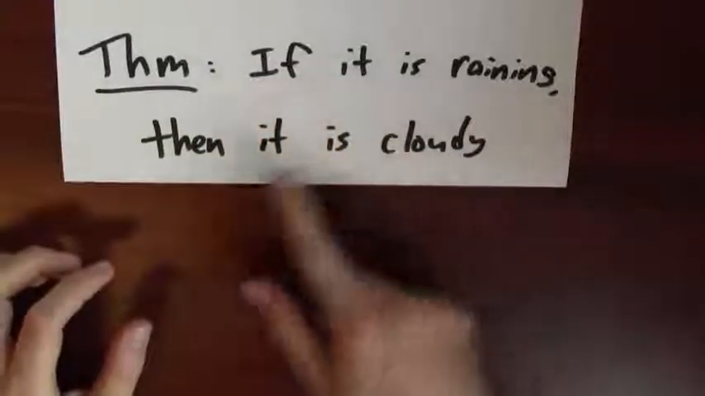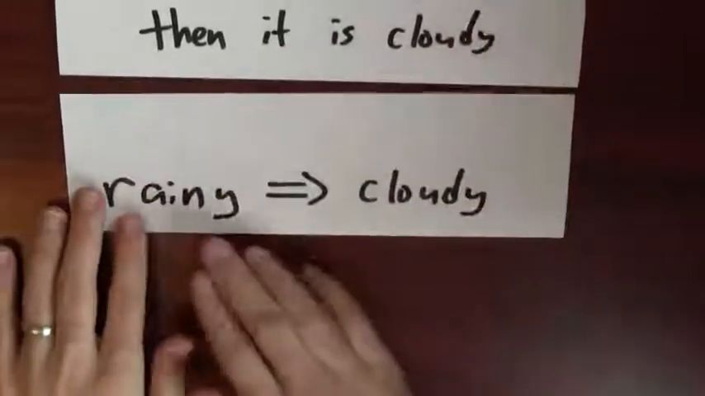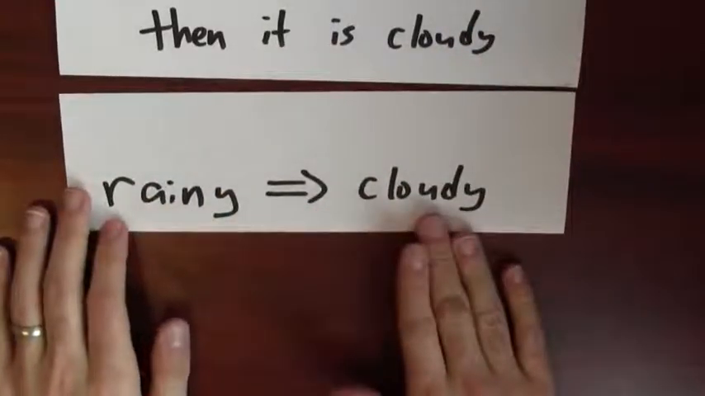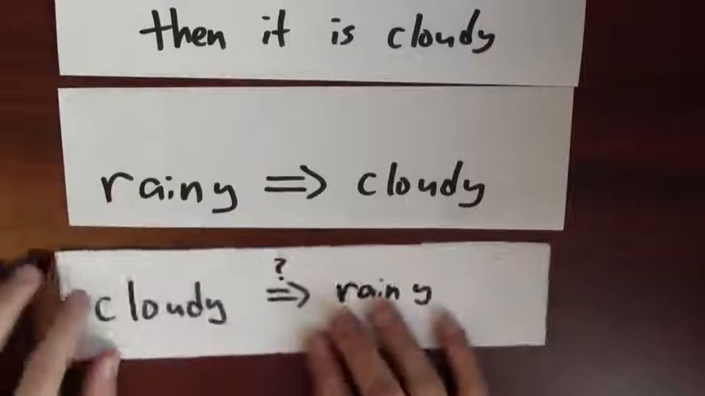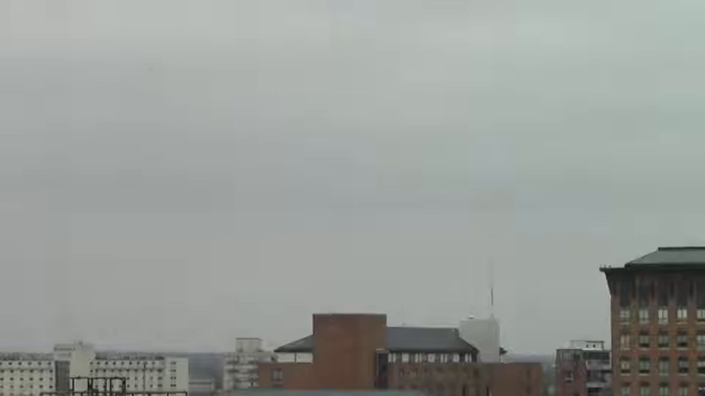One way to keep track of arguments like this is to think about clouds and rain. Theorem: if it is rainy, then it is cloudy. A shorter way of saying this: rainy implies cloudy. Now the question is, does it go the other way? If it's cloudy, is it necessarily rainy? Can you think of a cloudy day with no rain? Yes, today. Let's look out the window. It is very cloudy, but there's no rain.